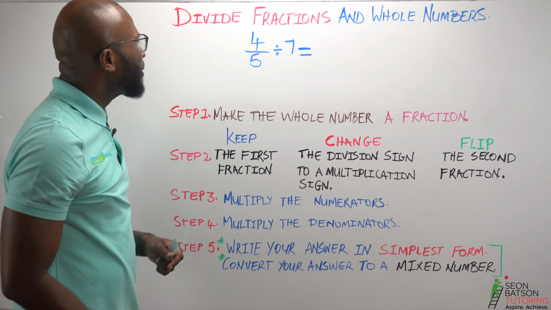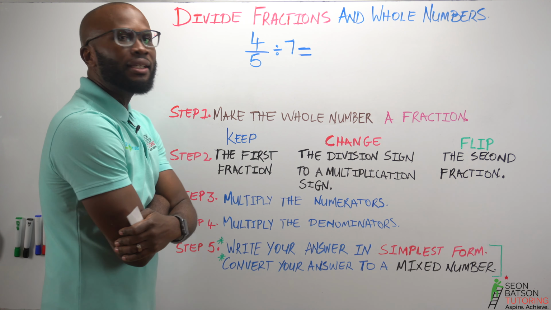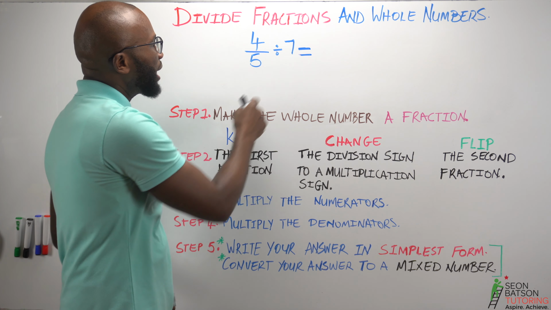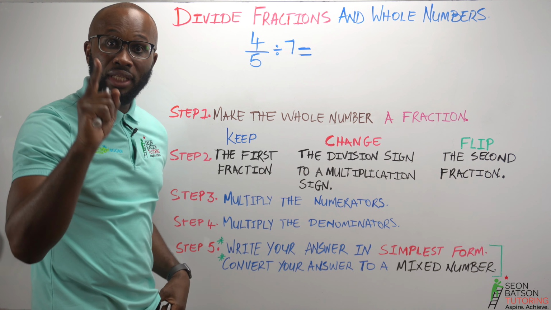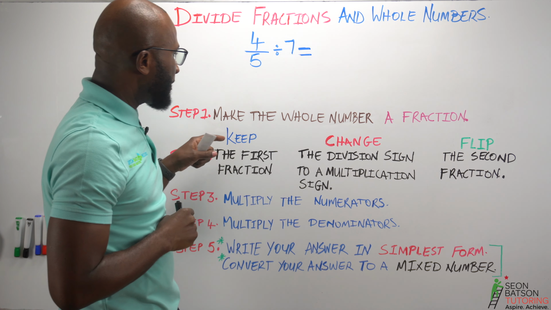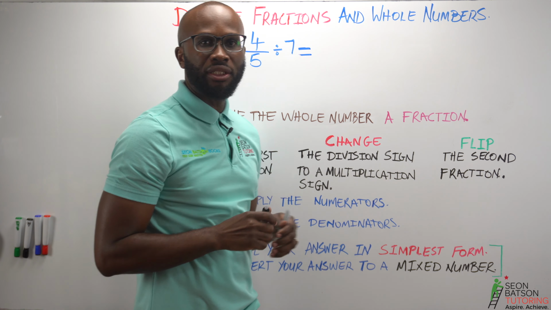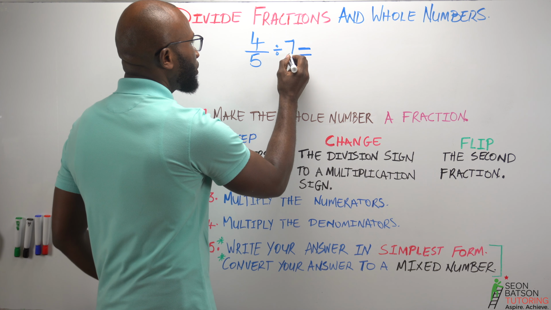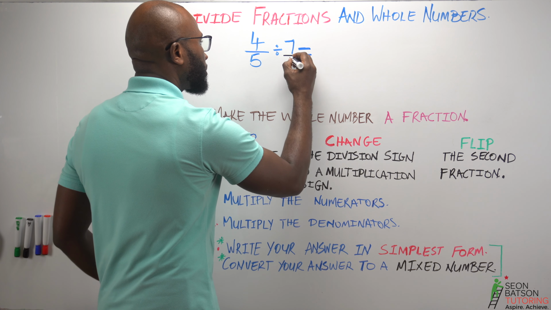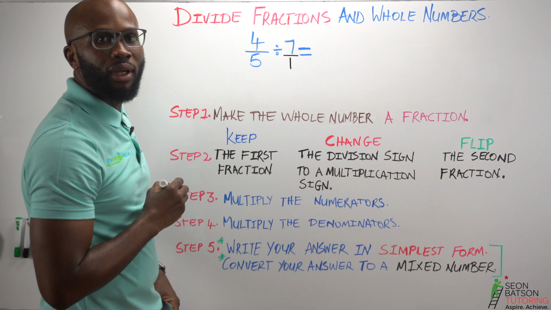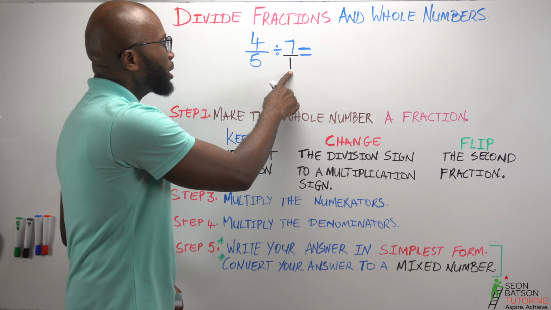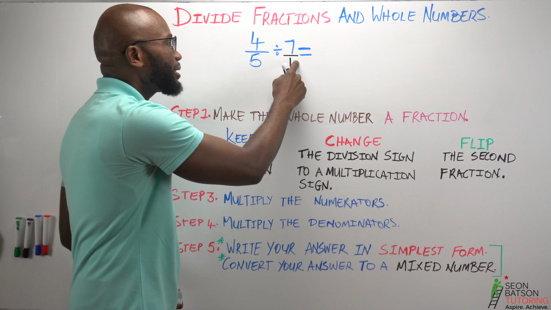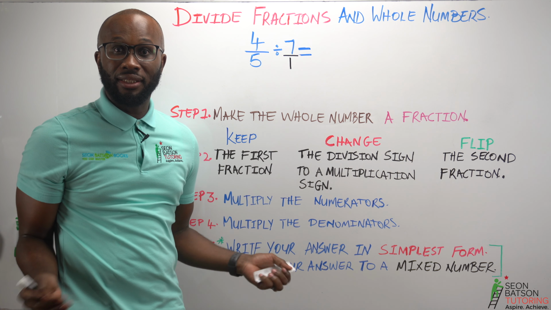First example, we have 4/5 divided by 7. Yes? We have a fraction and we have a whole number. So step 1, we will make the whole number a fraction. Yes? And to make the whole number a fraction, we will simply put a 1 under the whole number. Putting a 1 under the whole number gives us a numerator and a denominator. So we have a fraction, yes?